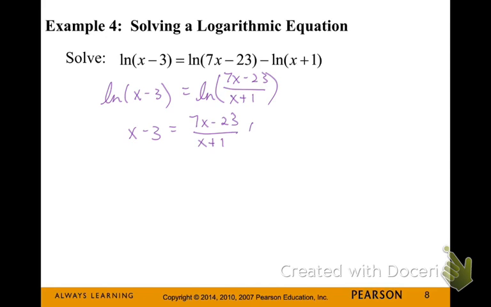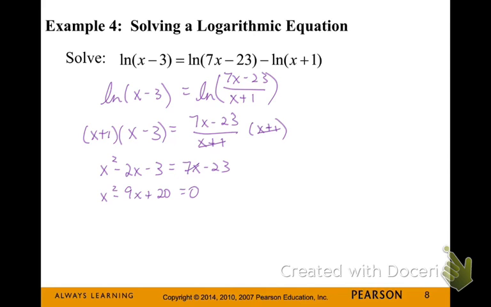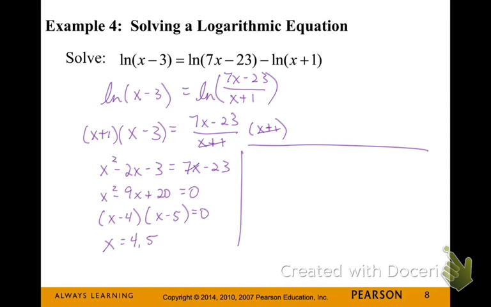So I'm going to start by multiplying each side by the expression x plus 1 to get rid of that denominator. On the left side, when I FOIL, I'll get x squared minus 2x minus 3, and on the right side, 7x minus 23. Now I notice that I need to solve this quadratic, so I'll subtract my 7x over and add my 23. So let's try to factor. Two numbers that multiply to give me positive 20 and combine to give me negative 9. I believe that'll be negative 4 and negative 5. I can set those each equal to 0, and my two potential answers are positive 4 and 5.